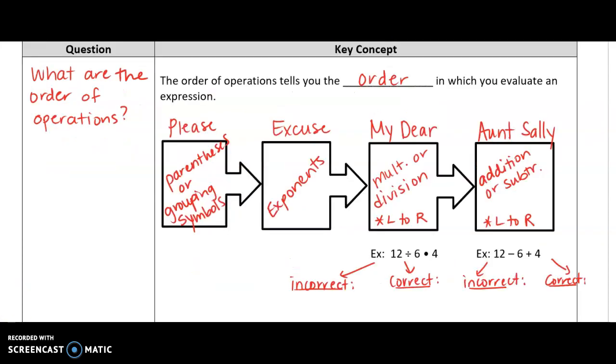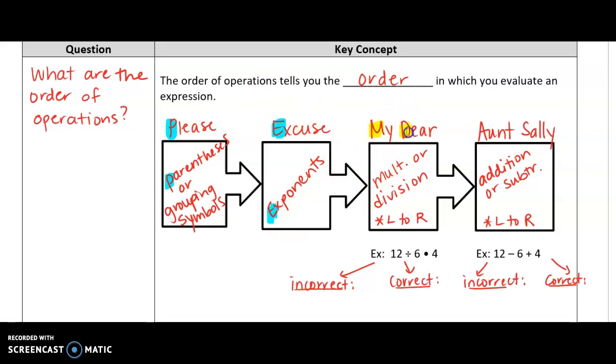So what are the order of operations? The order of operations tells you the order in which you will evaluate an expression. It tells me what I should do first, second, third, and so on. The mnemonic device that goes along with the order of operations is please excuse my dear Aunt Sally. I love this because it reminds me to do please, parentheses or grouping symbols first, then E, exponents.